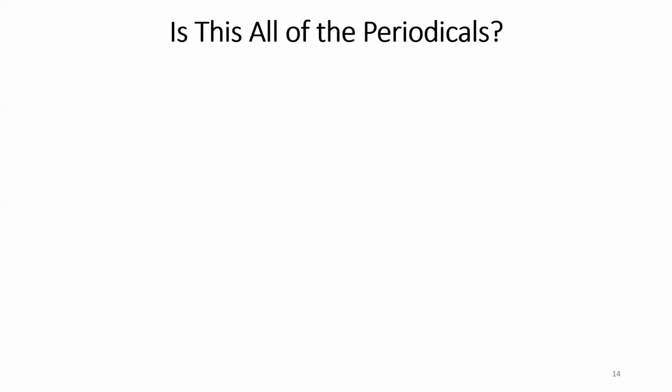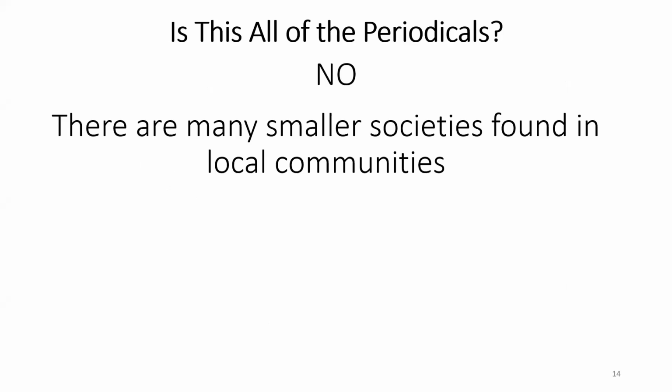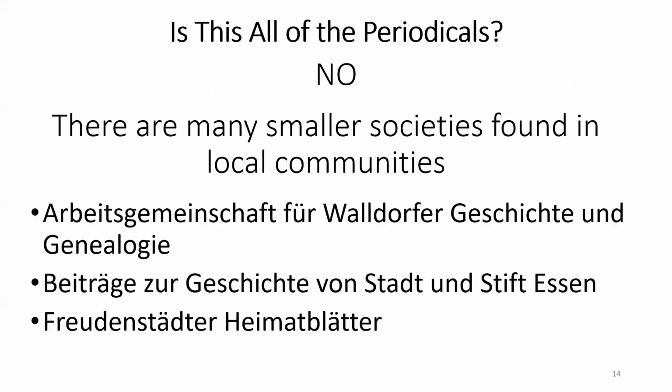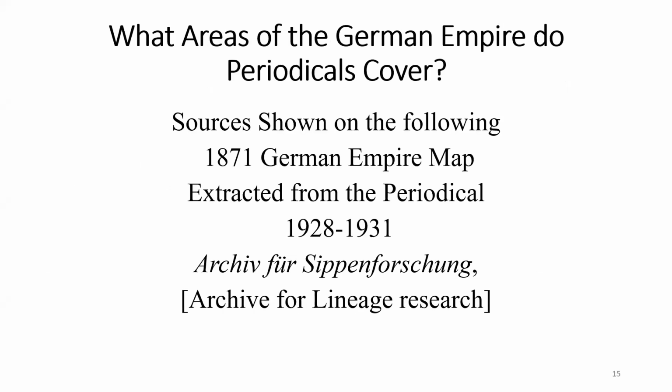So are these all of the German periodicals? No. There are many more periodicals published by local societies in cities and towns and communities. The following are examples of 3 of these towns. So these periodicals exist for the towns of Waldorf, Essen, and Freudenstadt. So what areas of the German Empire do the periodicals cover?